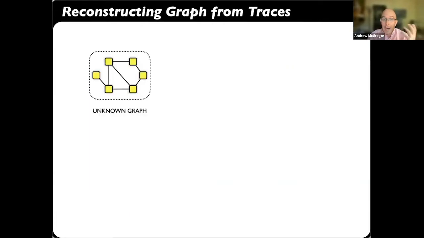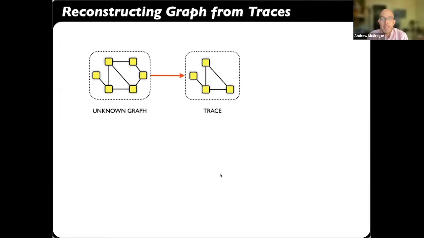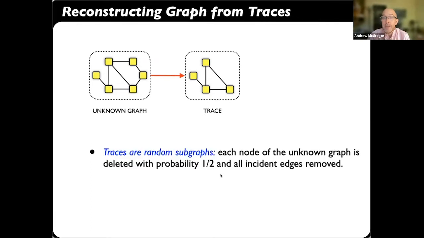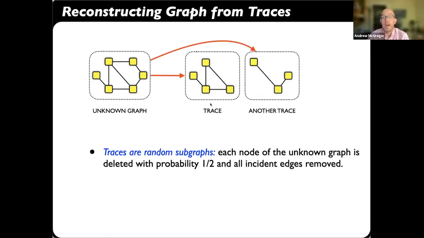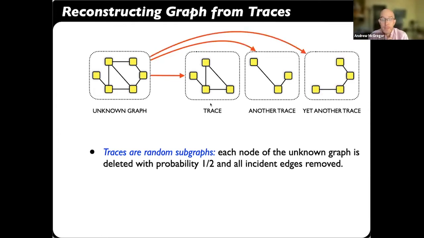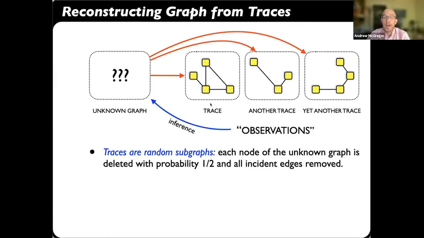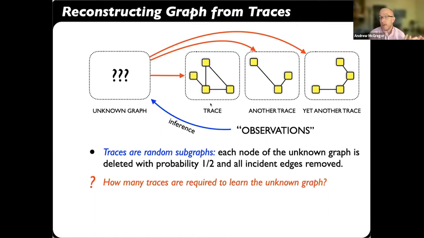Okay, so the setup is as follows. We have an unknown graph on n nodes. Typically n is bigger than 6, and we don't know the graph, unsurprisingly, but we get to observe a trace. Now, what is a trace? A trace is a random subgraph, where every node has been deleted independently with probability a half and all incident edges removed. Now you don't just get one trace, you get 2, 3, or maybe many traces. The question I want to look at is how many traces are required for you to be able to look at your observed traces and infer back the unknown graph.